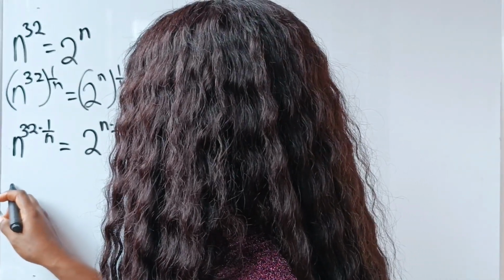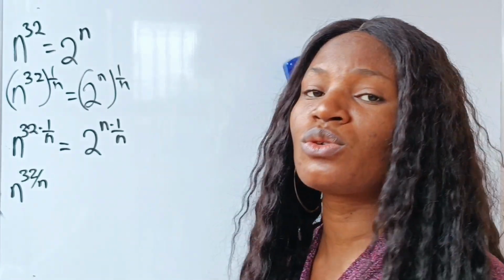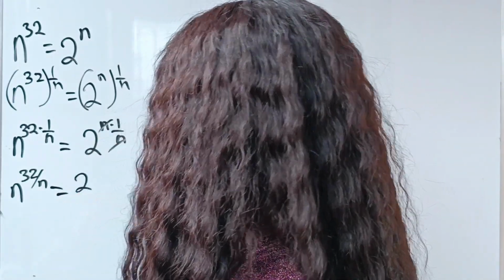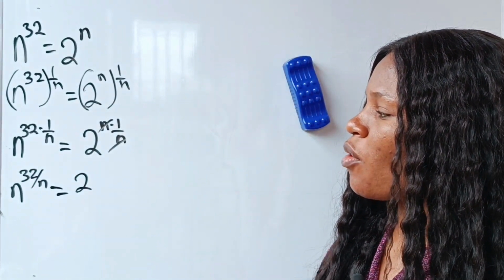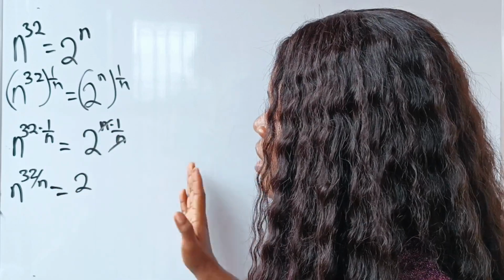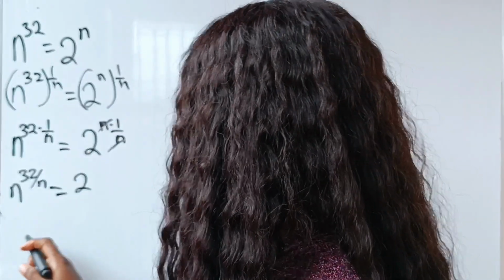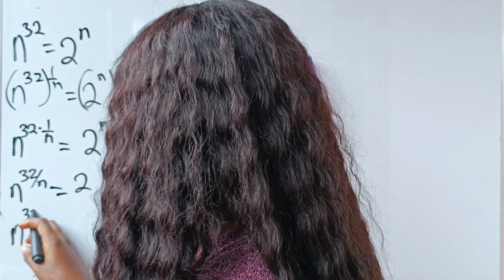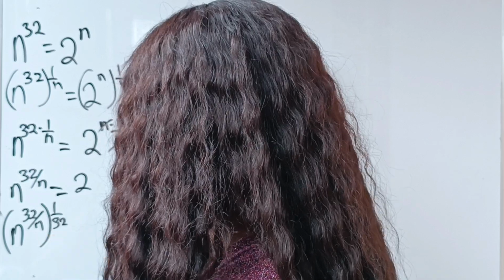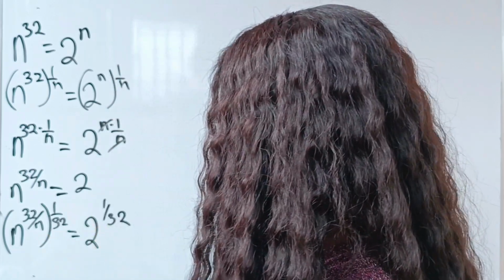Now we can solve this as n to the power of 32 divided by n is equal to this. We divide this and we are left with 2. Now I want to remove 32. The only way to do that is to raise each side of this equation to the power of 1 over 32. So I'll write n to the power of 32 divided by n, raised to the power of 1 over 32, is equal to 2 raised to the power of 1 over 32.